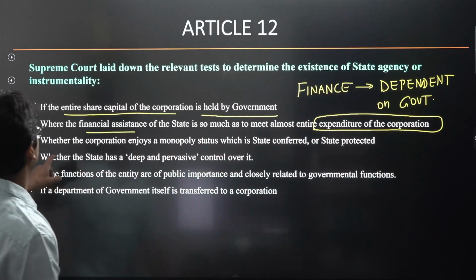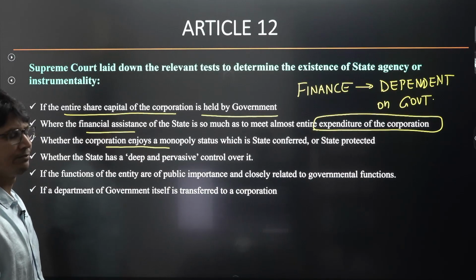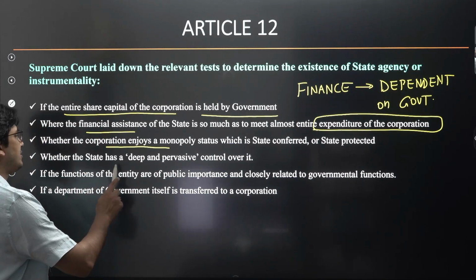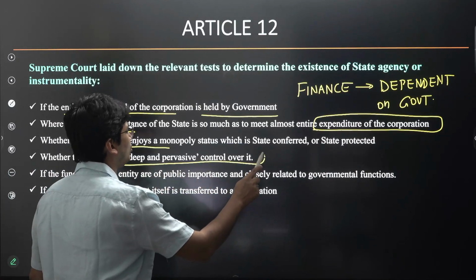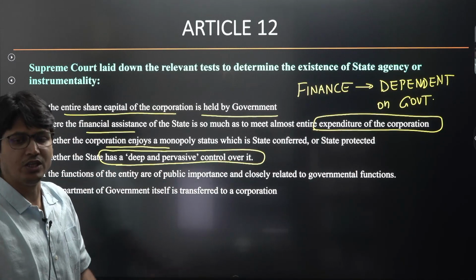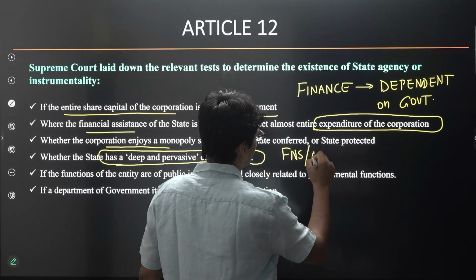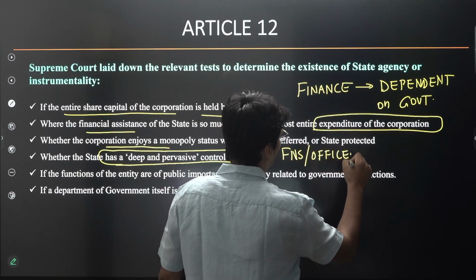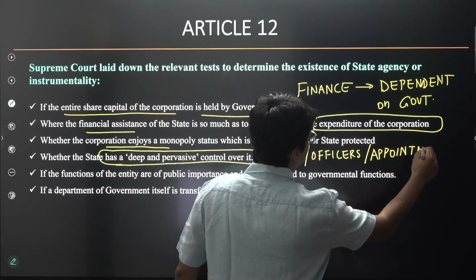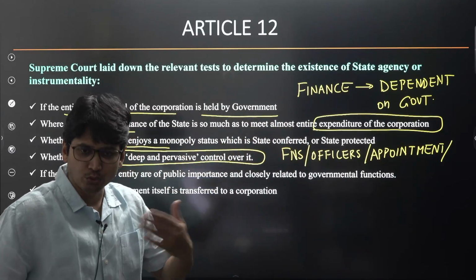Next, whether the corporation enjoys a monopoly status which is state conferred or state protected. So has the state provided certain monopoly in its functioning? Whether the state has a deep and pervasive control over it. See this, how far the control is. Control over many things: control over its functions, control over its officers, control over their appointment and removal, control over, let's say, following the rules, regulations, etc.